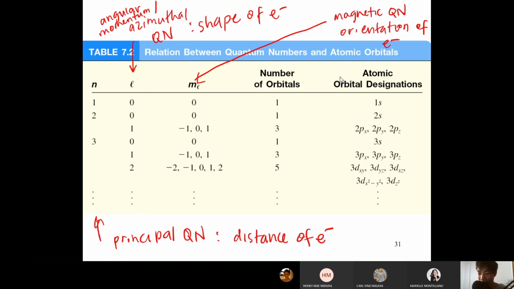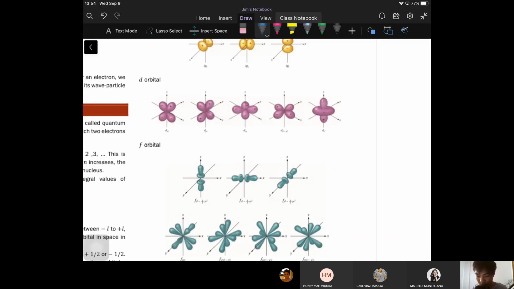Then, ayan, no? Magnetic spin. Ano yung magnetic spin? It could be positive or negative 1/2, no? So, hindi pwede parehas positive, hindi din pwede parehas na negative. Ang pwede lang is isang positive, isang negative, no? Okay. So, balik tayo dito. So, yun lang naman yung kailangan natin.